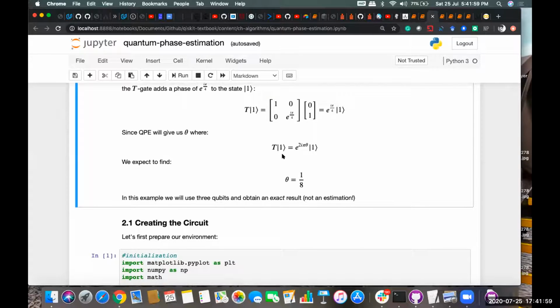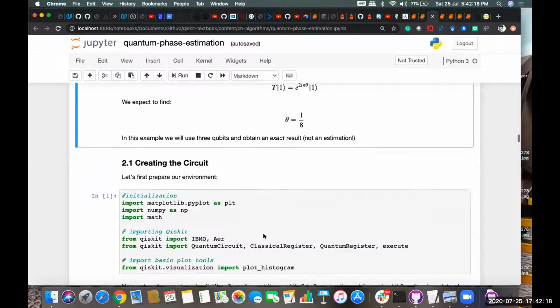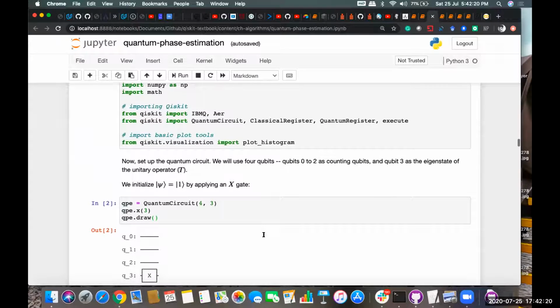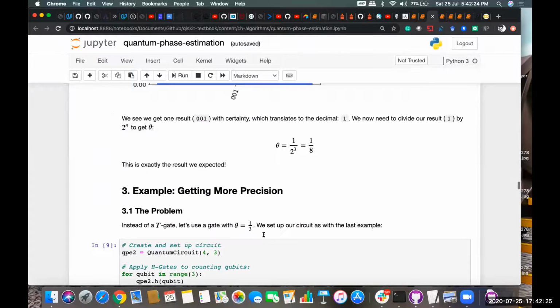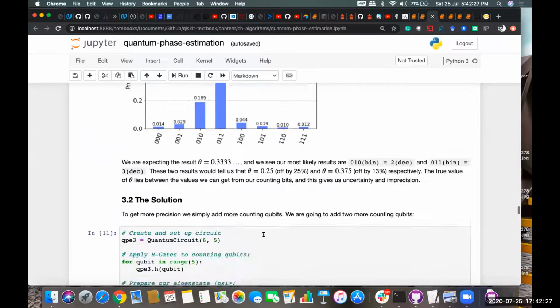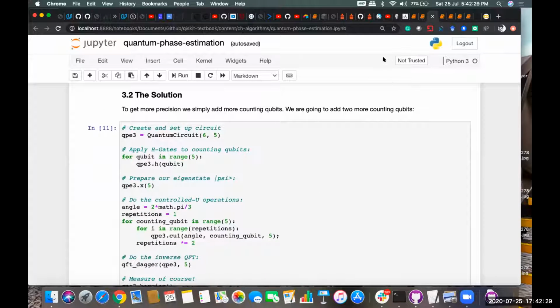So if the T gate is applied on the quantum state 1, that will be e to the power 2 i pi theta of 1, where theta will be 1 by 8. Which further, if you want to understand, you can just plot a Bloch sphere and you can see where the phase is going. Okay, I don't think they have plotted the Bloch sphere here for the T gate. Fine, they have not done it.